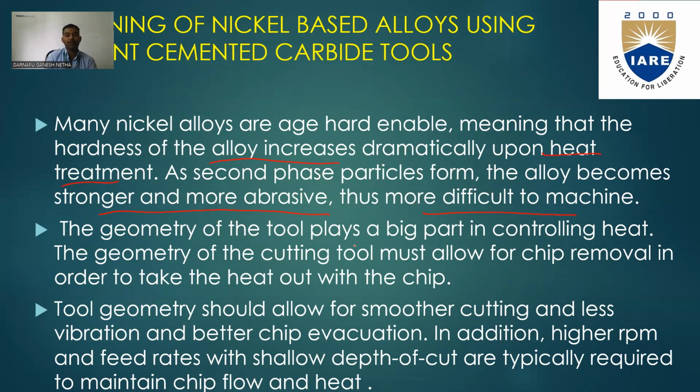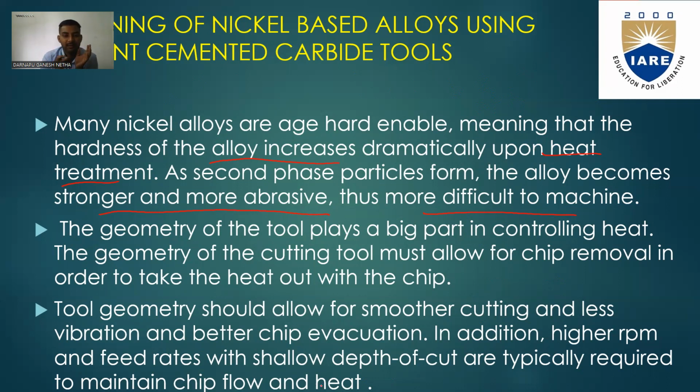The geometry of the tool plays a big part in controlling heat. The geometry of a cutting tool must allow for chip removal in order to take the heat out with the chip. The tool geometry should allow for smoother cutting, less vibration, and chip evacuation. In addition, higher RPM, speed, and depth of cut are required to maintain flow of chip and heat.